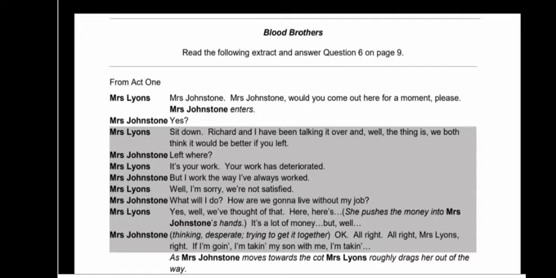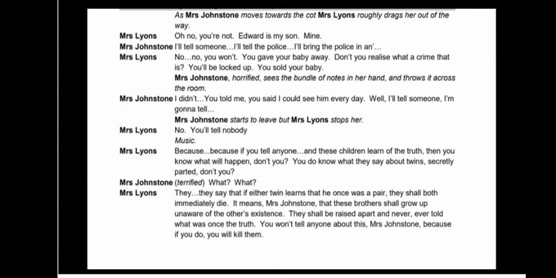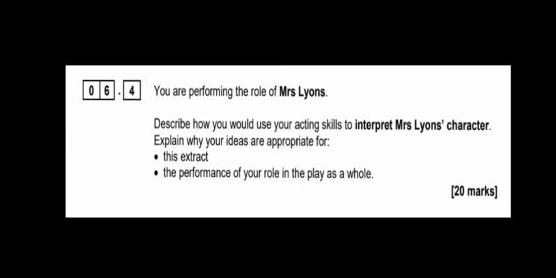Here's the extract that we began looking at last lesson. Today we will continue with the same extract. In this scene, Mrs. Lyons sacks Mrs. Johnston. And here is a reminder of the question. You are performing the role of Mrs. Lyons. Describe how you would use your acting skills to interpret Mrs. Lyons' character. Explain why your ideas are appropriate for this extract and the performance of your role in the play as a whole. Remember, this is worth 20 marks.